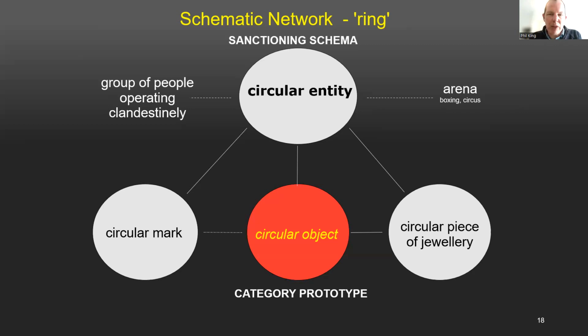This is an attempt to represent how these ideas are held in the mind. Then when you hear the word ring, it sends you into this network. And depending what context you're working in at that time, you might enter into this network at different points.